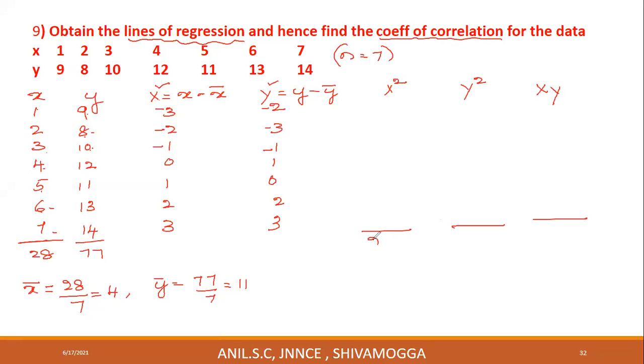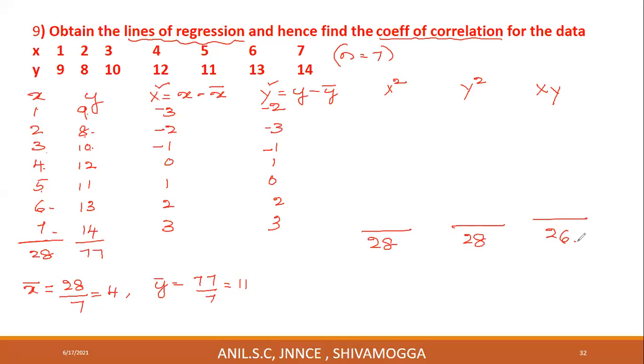28. Right. Next Y square. 28. And XY. 26. These are the table values. All the values are correct. You just note down the values. Let's proceed.